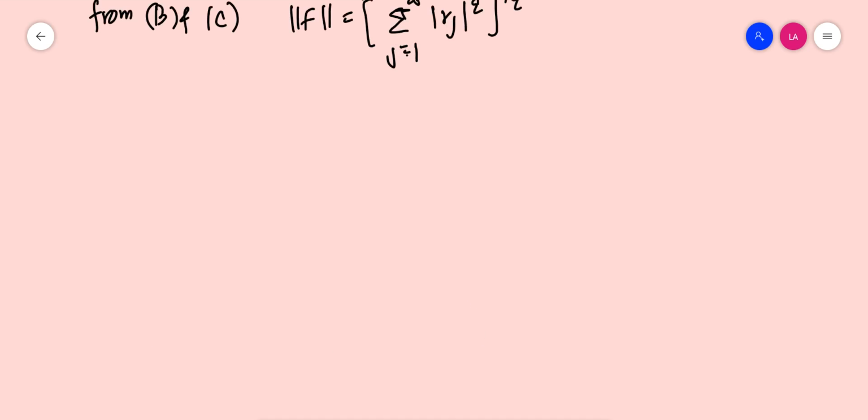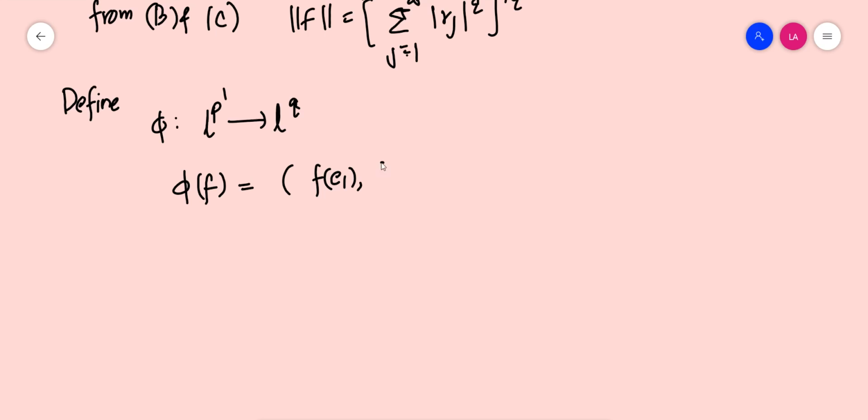Now we have all the tools to proceed with our isomorphism. So we can define an isomorphism from LP dash to LQ, which maps phi of f. The function is phi, which is equal to f of E1, f of E2, etc., which is equal to gamma 1, gamma 2, etc.